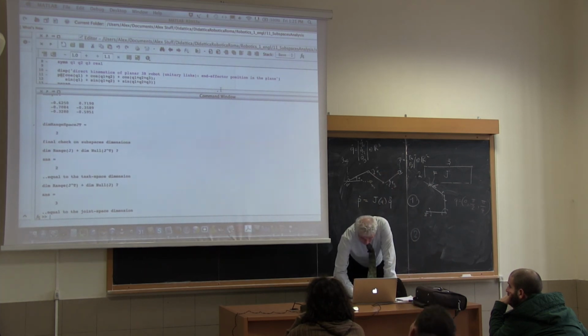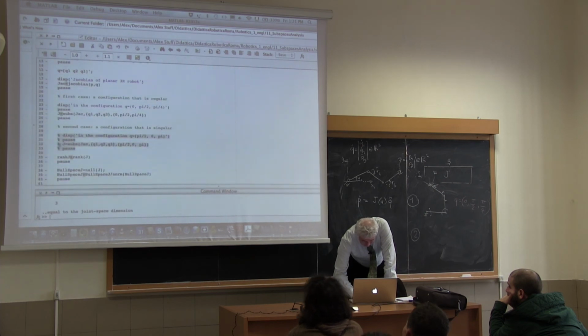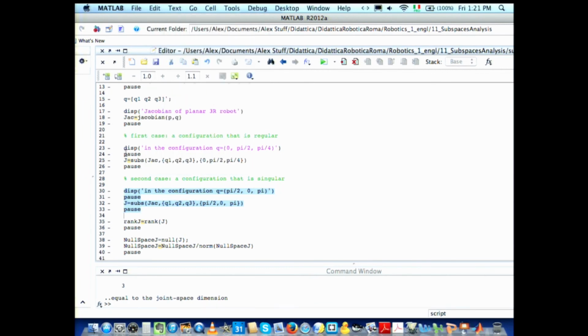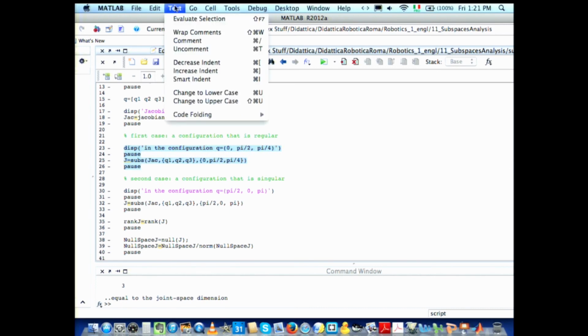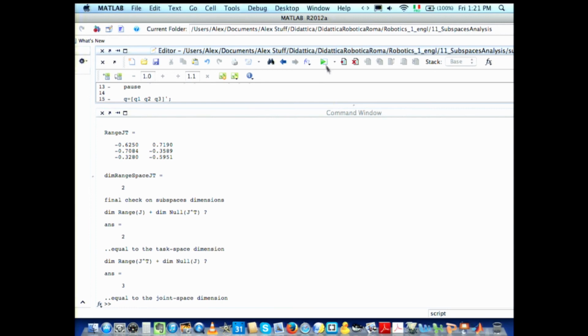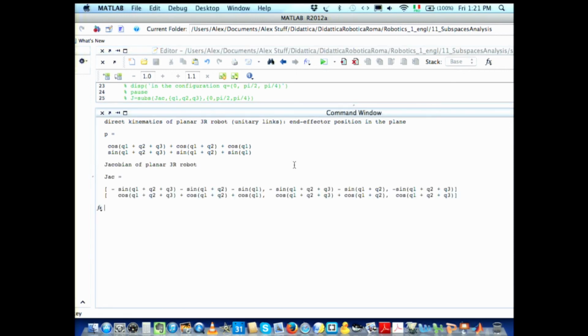Now, consider a second case, and we do exactly the same thing, only changing the configuration. I'm changing this, and then I'm launching again. So this is the same robot, same Jacobian. Now we're changing the configuration. The configuration now is the following.